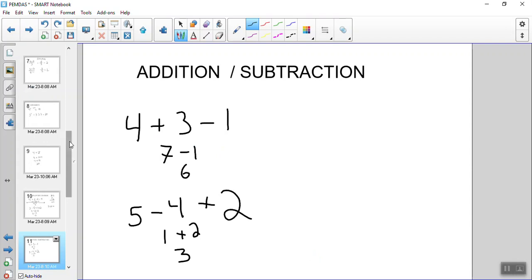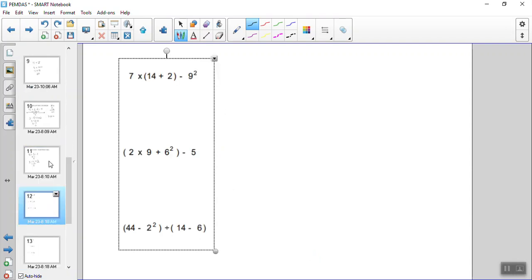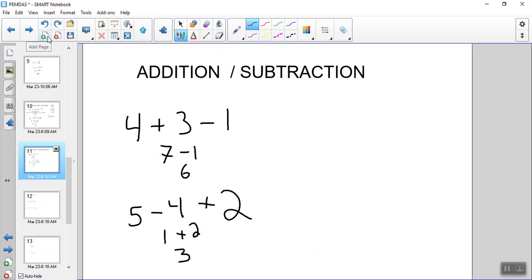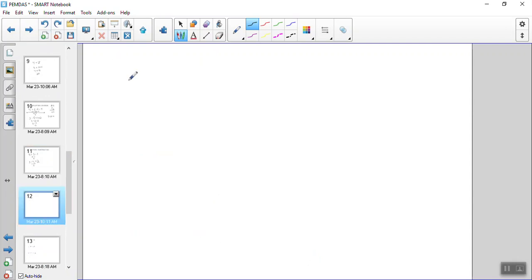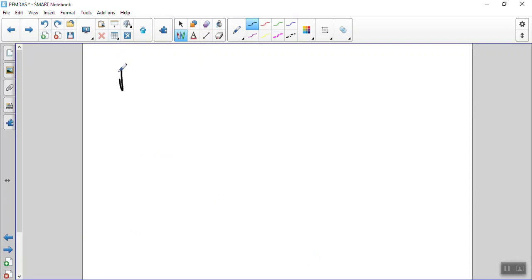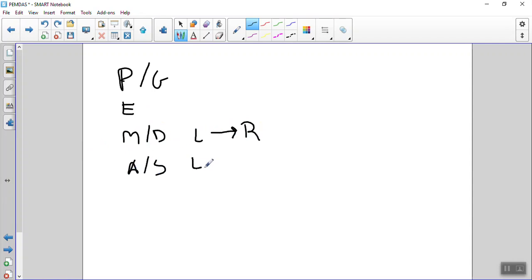Alright, so I went back kind of fast, but the beauty of me recording this is that you can review it if you need to. But once again, we have our parentheses or our groups first. We look for those first. Then we look for our exponents. Then we do our multiplication and division from left to right, left to right. And then addition and subtraction from left to right.